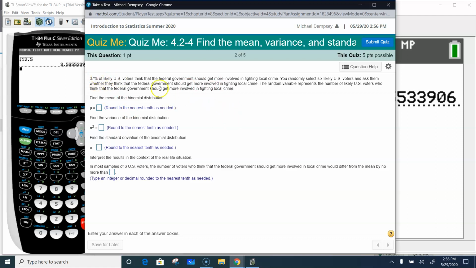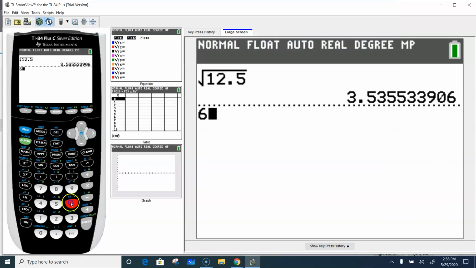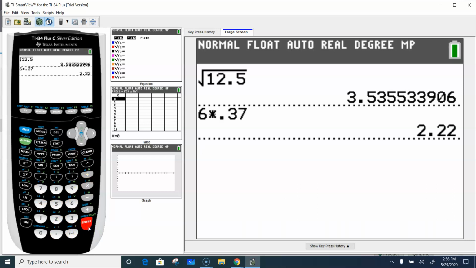So here's our p-value, 0.37, right? 37% of U.S. voters think that the federal government should get more involved in fighting local crime. You randomly select 6 likely U.S. voters and ask them, so that's your sample size 6, that's your fixed number of observations, and ask them whether they think that the federal government should get more involved. The random variable represents the number, right? So the mean is just going to be n, 6, times 0.37. 2.22.